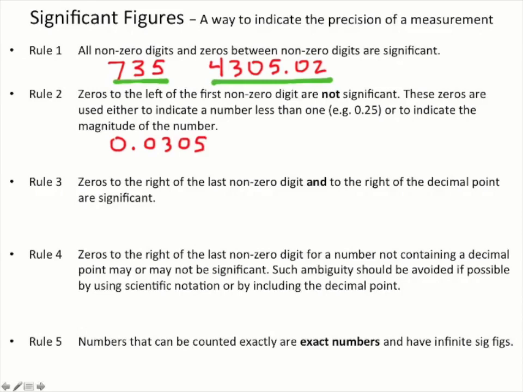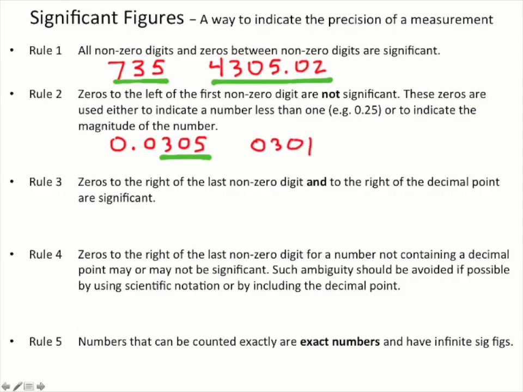Now rule number 2: zeros to the left of the first non-zero digit are not significant. This is really where the trouble begins when we start figuring out how to deal with zeros. So zeros on the left, not significant. In this case, the 2 zeros on the left are just there to denote place value, that 305 is actually a fairly small number. It's 0.0305. And those zeros are not part of the measurement itself. They're just there to determine place value. Whereas the 305 at the end, the ones that are now underlined in green, those digits are significant.